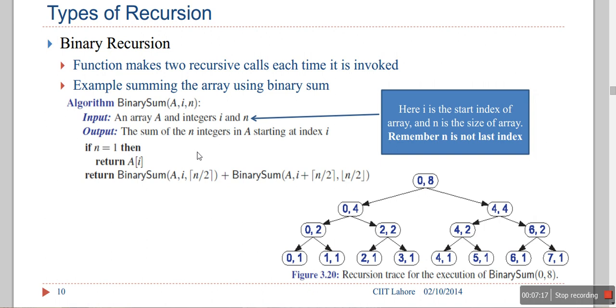If n is equal to 1, then return A of i. Otherwise return binary sum of A, i, and n divided by 2, plus binary sum again, calling that function once more. This is the function that we made above. This is called binary recursion. And here is a diagram of this.